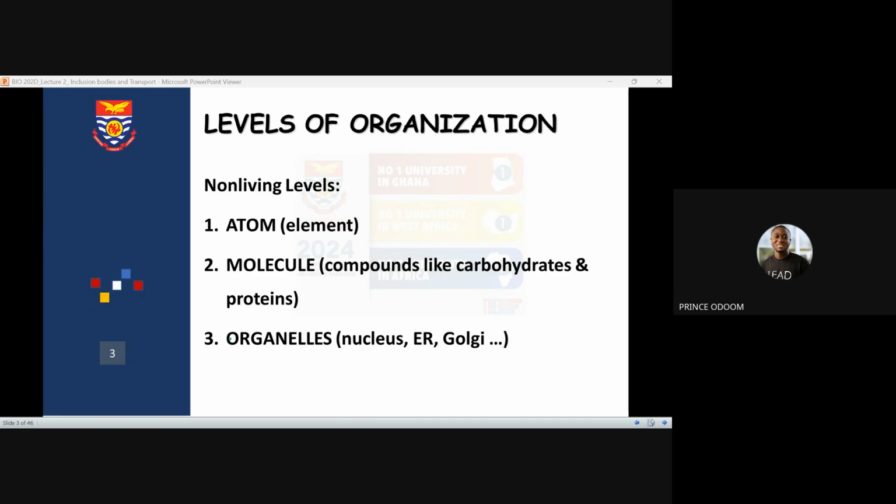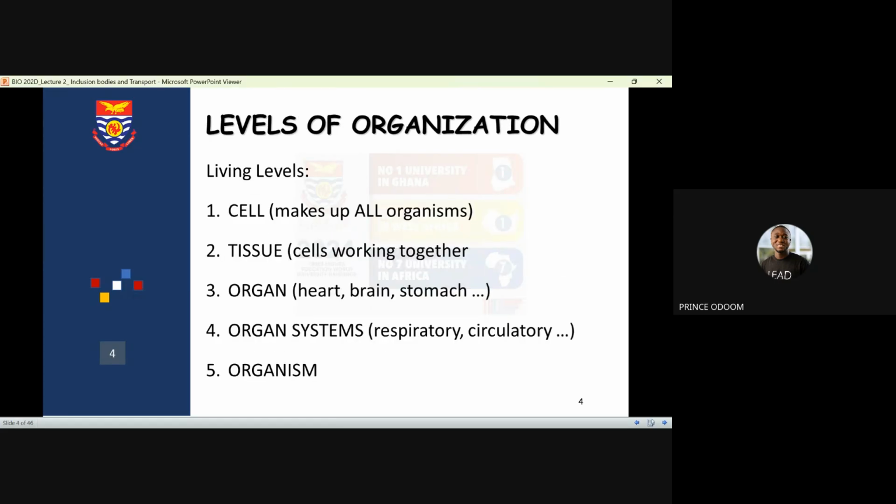So we are able to mention the various components of each of the organelles that we studied last time. And these organelles are derived from molecules. They are either carbohydrates, proteins, lipids, or even glycoproteins. Are we getting it? So that is the non-living level. Then from there, we move to the living level of the organism.